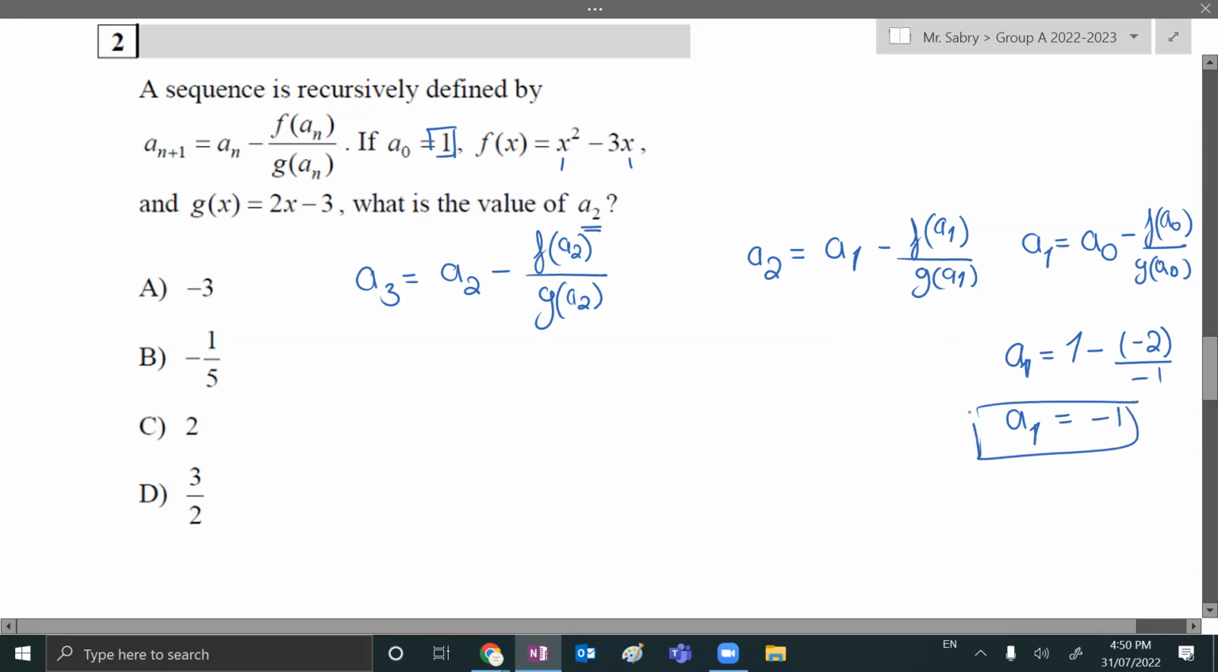I have the value of a1, substitute that into this one. So negative 1 minus f of negative 1 over g of negative 1. This will get me negative 1 minus, I'll substitute here negative 1 to the power of 2 minus 3 times negative 1. That's 1 plus 3, which is 4. g of negative 1 is just negative 5. So it's negative 1 plus 4 over 5, which is negative 1 over 5. Actually, yes, I have a2. I don't need anything else. This is a2, negative 1 over 5, B.